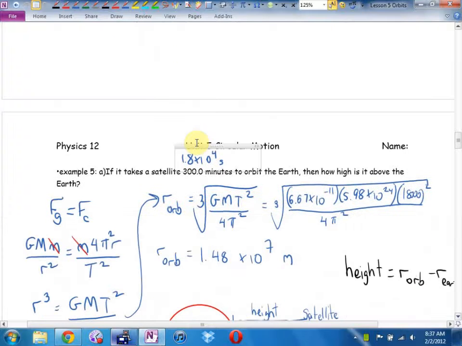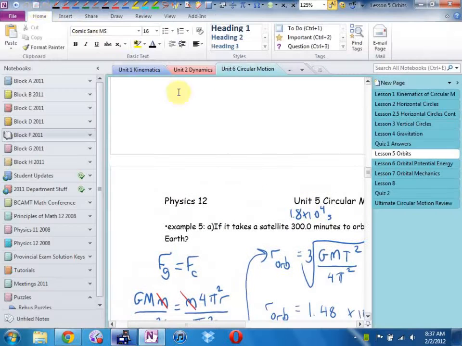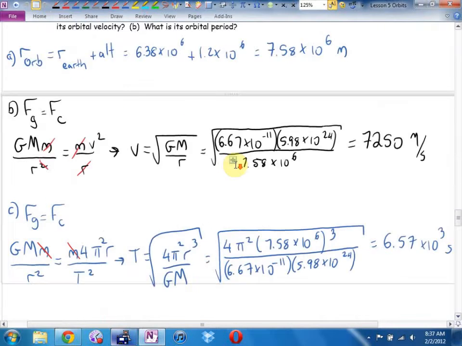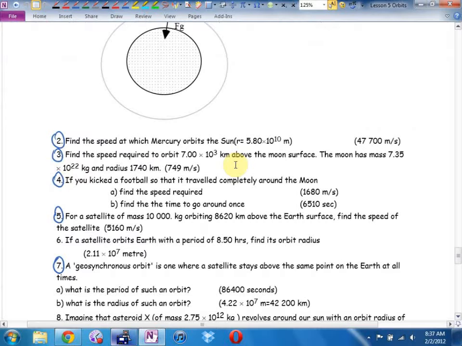Yo. From lesson 5, number 3, love to. So from gravitation, lesson 3? No, from orbits, lesson 3. Okay.